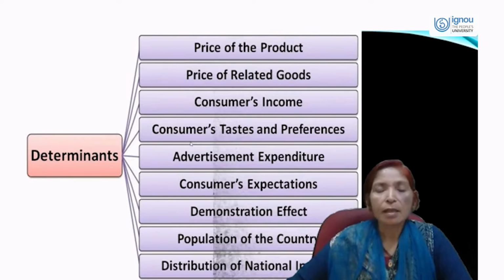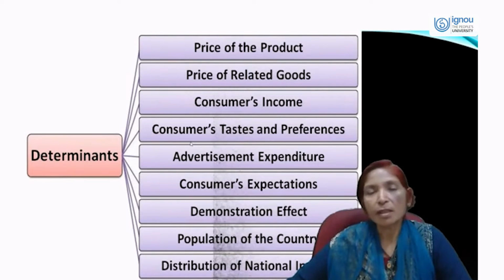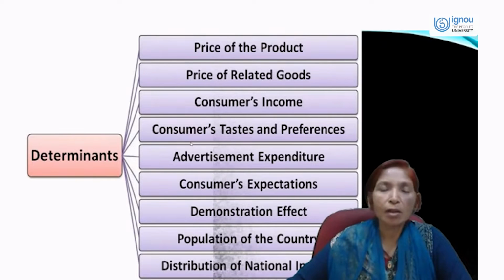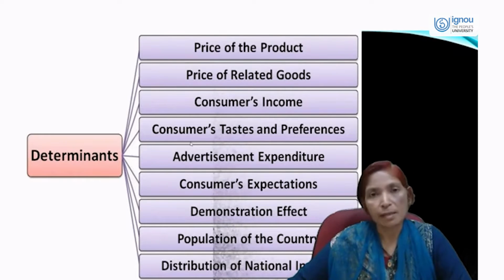Fourth point is consumers' taste and preferences. Consumer taste and preferences also affect the demand for a commodity. If consumer taste and preferences are favorable for a commodity, then definitely he will demand more. And if his taste and preferences are not favorable for a commodity, then his demand will be less.